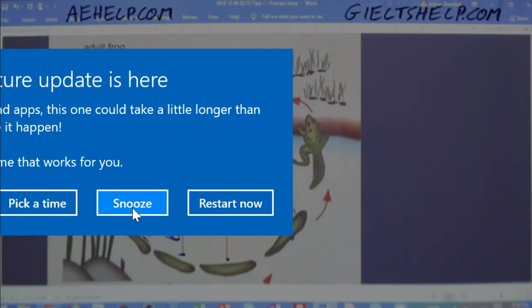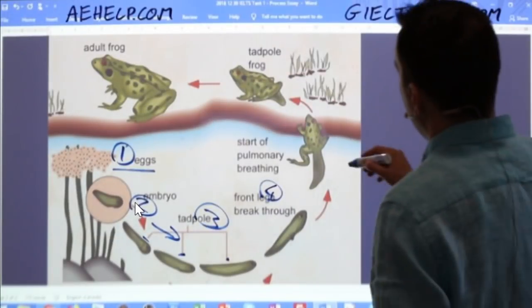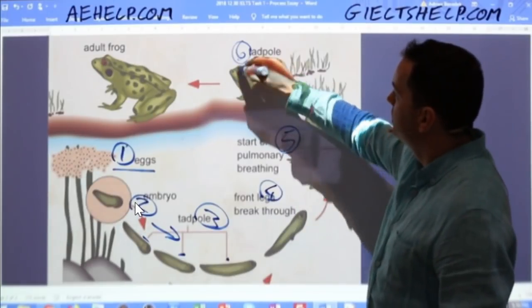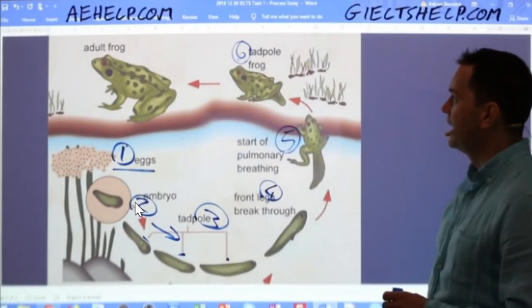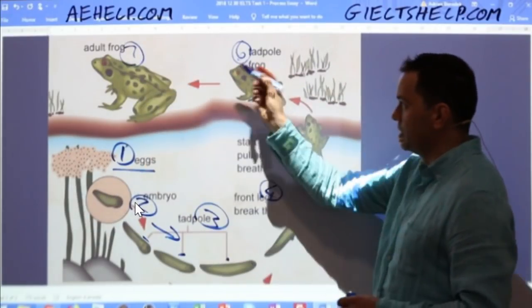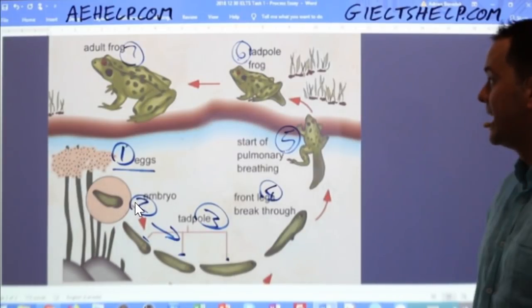And then go to the tadpole frog, where the frog is now clearly out of the water, and then the adult frog, right? So those are obviously your 7 steps. I'm sure that all of you would clearly pick that up.